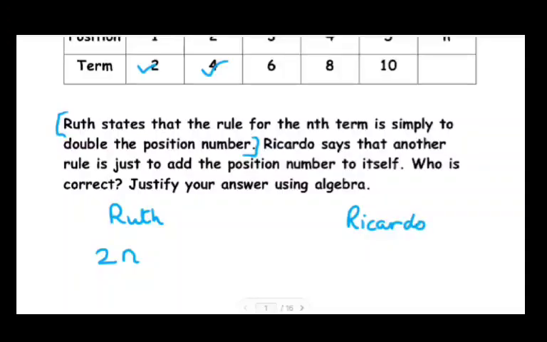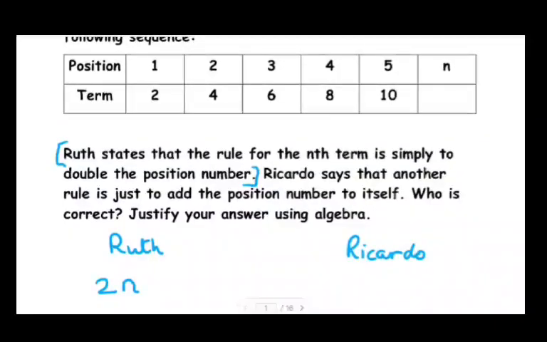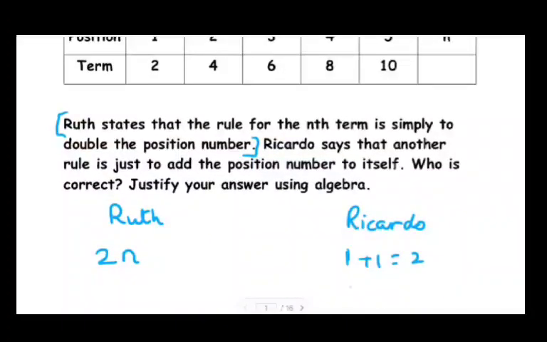Ricardo says that another rule is just to add the position number by itself. So 1 to be added by itself gives me 2. 2 as a position to be added by itself gives me 4. Look here, the third position added by itself, which is 3, gives me 6. Yeah, so even he is correct. So the position number needs to be added by itself. So even his rule is correct.